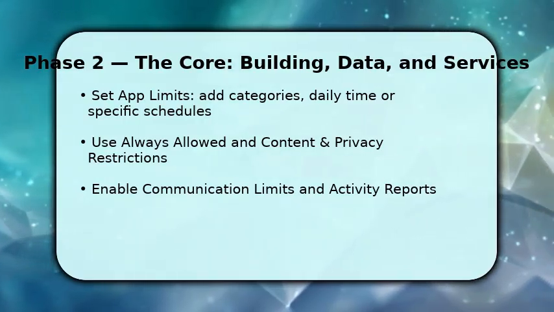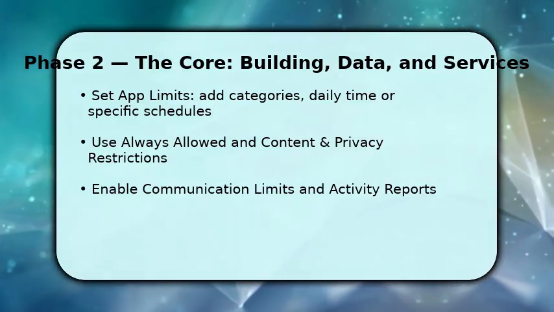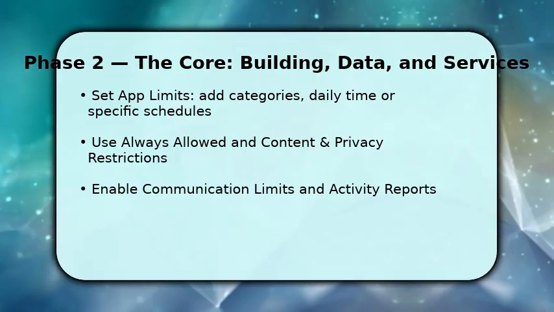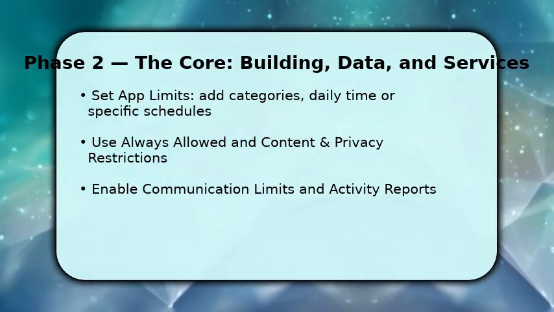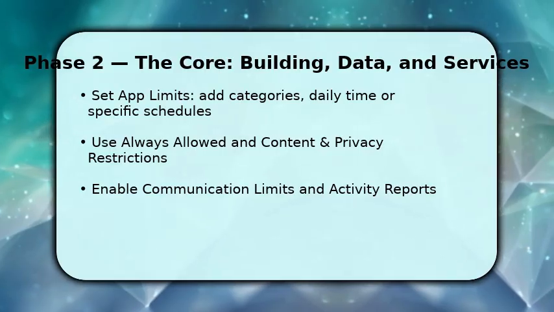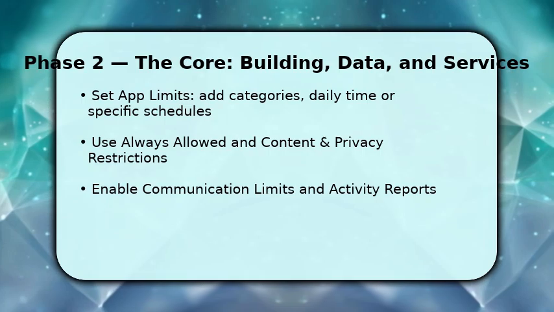Next, use Always Allowed to whitelist essential apps and turn on Content and Privacy Restrictions to block explicit content or purchases. Don't forget communication limits to manage contacts. Once these are set, enable activity reports so you receive weekly summaries. This gives you the how and why behind usage patterns.